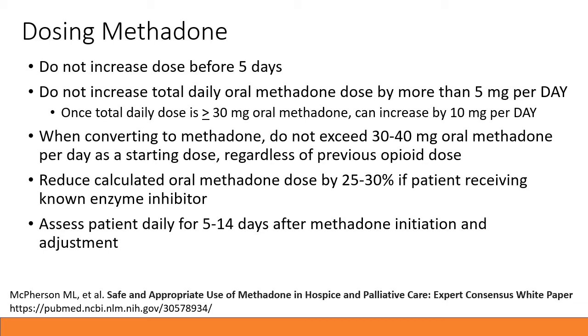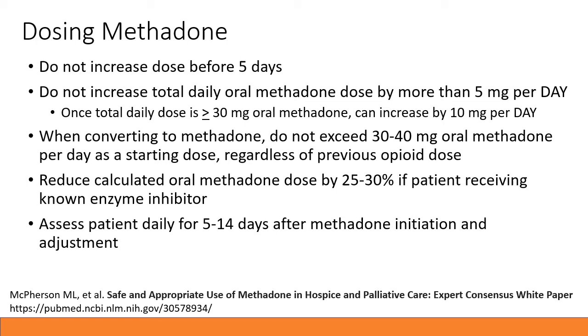When you're converting to methadone, no matter how much other opioid they were on, sometimes we get patients on 1 or 2,000 milligrams of oral morphine equivalent, we do not start higher than 30 to 40 milligrams of oral methadone a day as a starting dose, because some of that may be that the previous regimen was causing some hyperalgesia. So you don't want to give them full credit for that. And research has shown that this is a good starting point. So maybe in a home care patient, I would start at 10 milligrams 3 times a day. And if they're in an inpatient unit and I really wanted to be a little more aggressive, maybe I would go 12.5 milligrams Q8, for example.